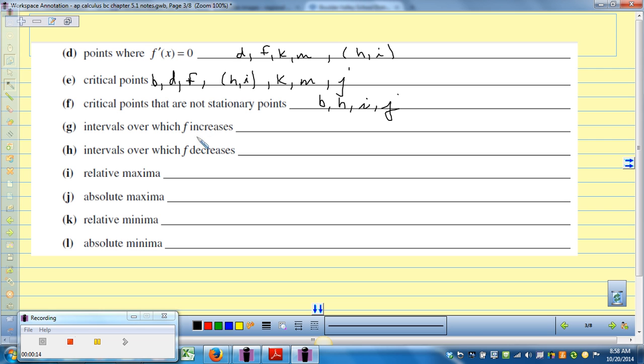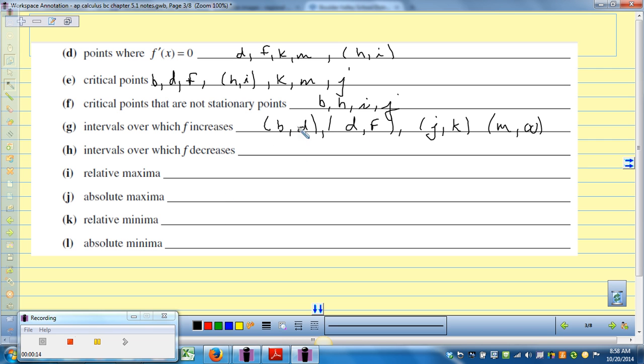Intervals over which F increases. This is letter G. Derek? B to D, D to F, J to K, and M to infinity. Let's see if I agree. B to F. Yep, B to D, B to F, J to K, and M to infinity.